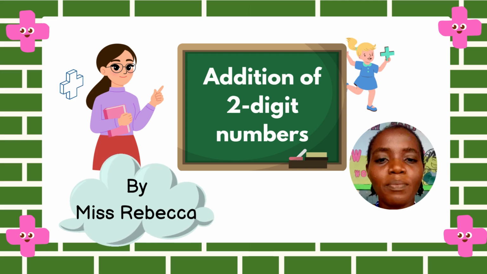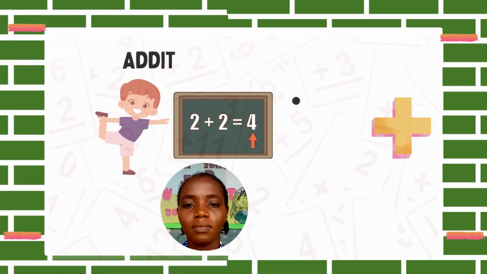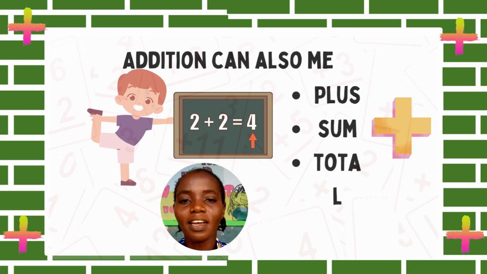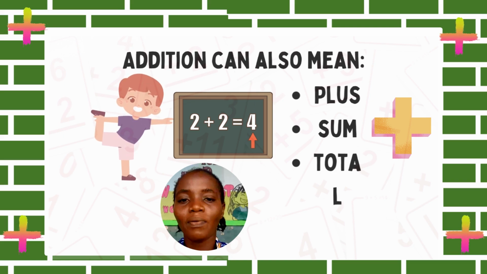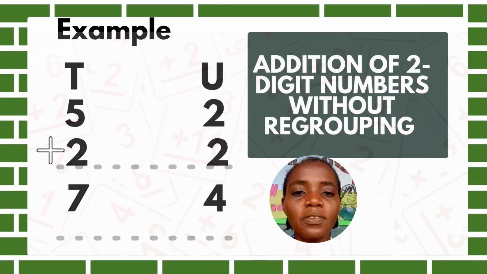I am Miss Rebecca. Today, we want to consider addition of two-digit numbers. Addition can also mean plus, sum, or total. We shall first consider addition of two-digit numbers without regrouping. When adding numbers without regrouping, it means no single addition will give us two-digit numbers as an answer.